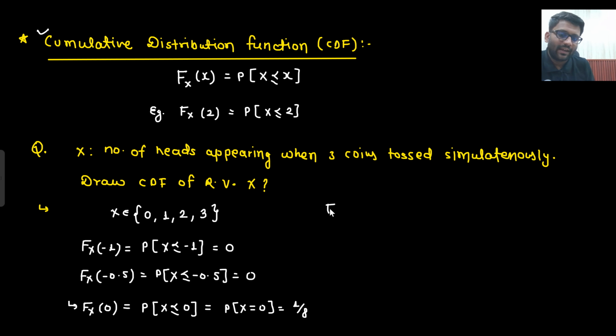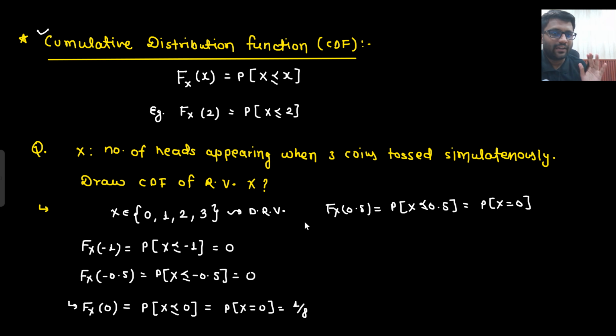Let's find out fx of 0.5. What would that be? Probability of random variable x taking values lesser than equal to 0.5. So x should be less than equal to 0.5. What does that mean? That means x can be 0 only, right? So probability of x taking value 0. Again we are discussing discrete random variable only. A lot of examples on continuous random variable will also come. So have some patience. So that would be equal to again 1 by 8.